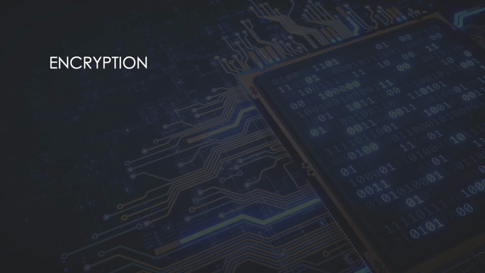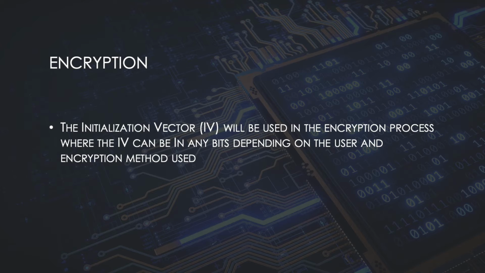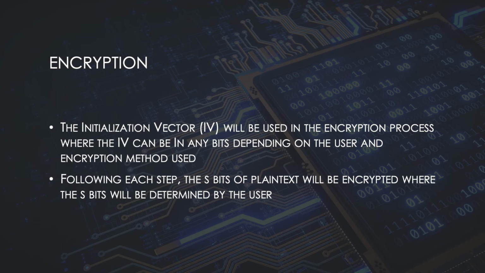Now let's see how encryption is done with CFB. The initialization vector will be used in the encryption process, where the IV can be any number of bits depending on the user and encryption method used. Following each step, S bits of plaintext will be encrypted, where the S bits will be determined by the user.